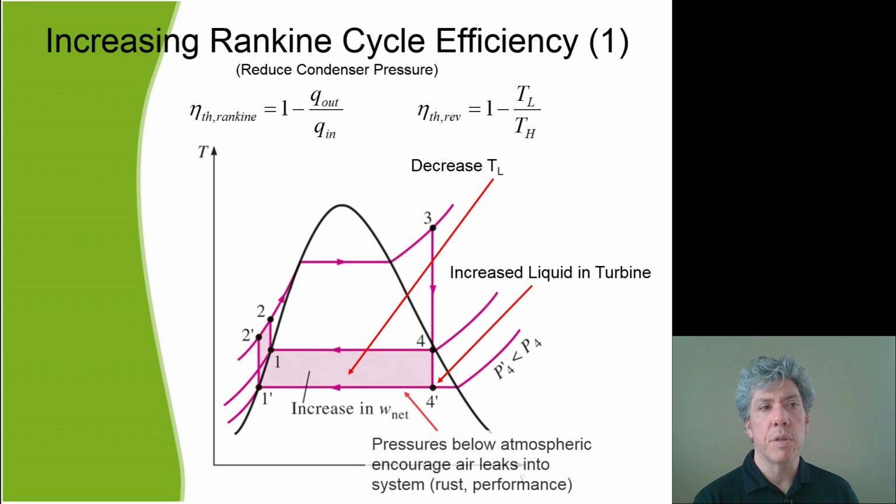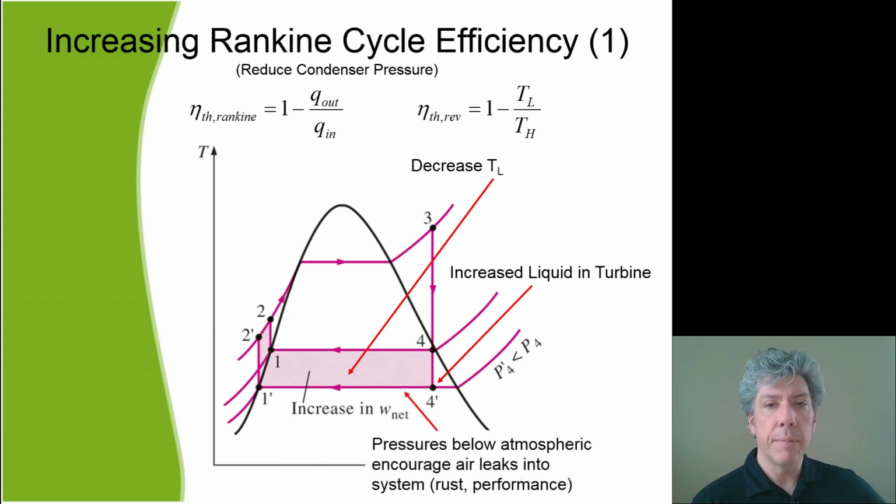That means there's going to be oxygen in it. We're going to have a problem pretty quickly because now the whole process will rust up. We can't afford that. So it's not practical to reduce the condenser pressure below atmospheric unless you can be absolutely sure that that air cannot get into that liquid. So there are some problems with decreasing the condenser pressure in order to lower TL.